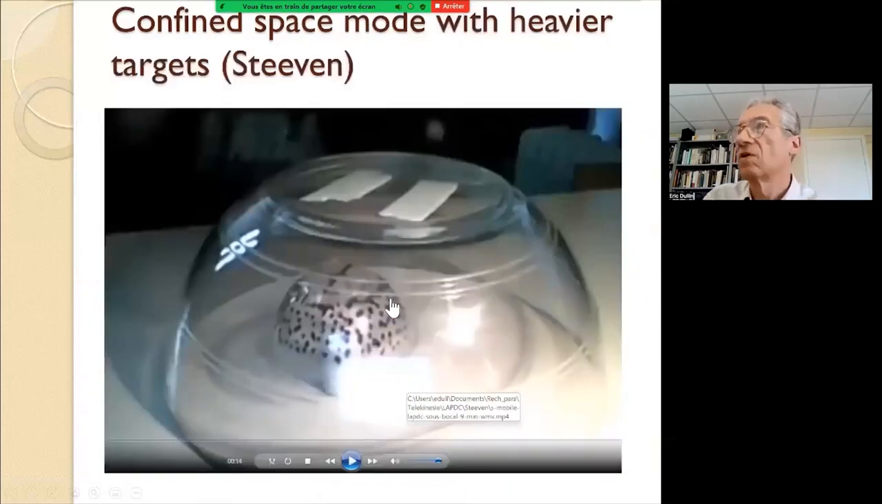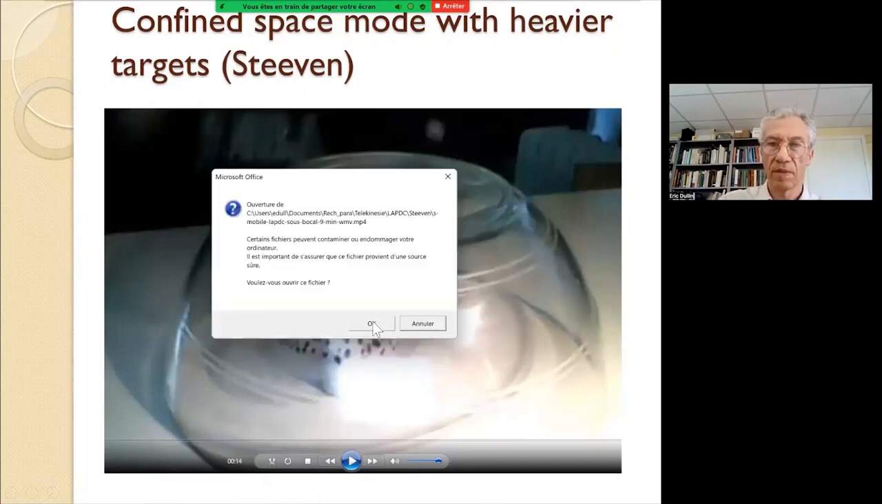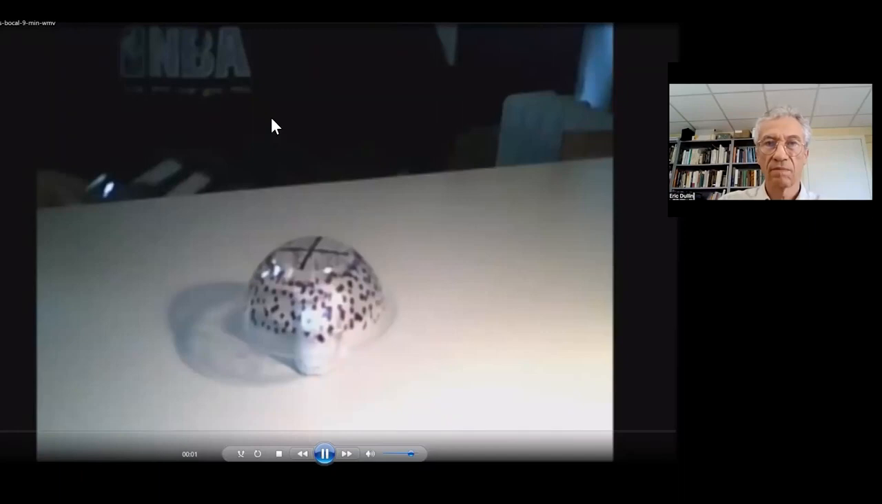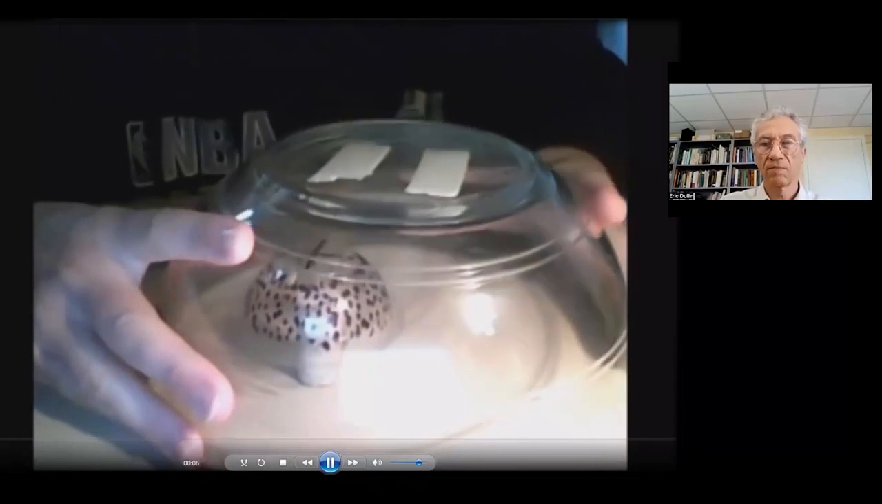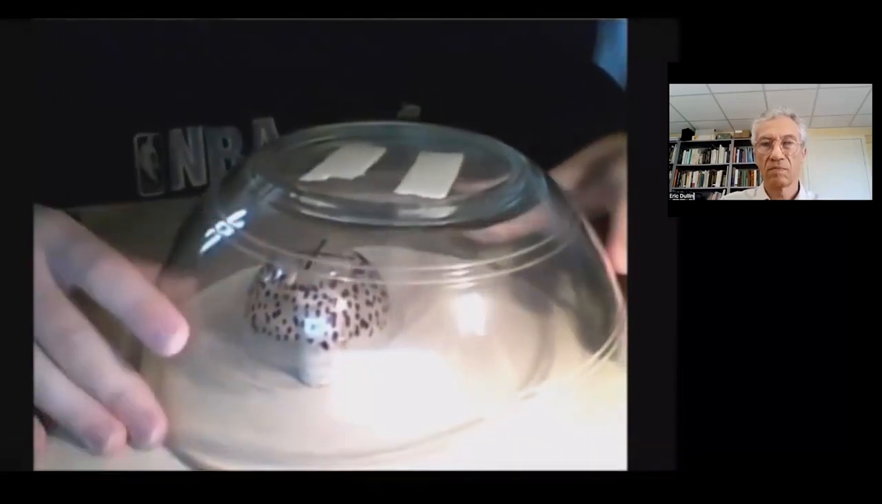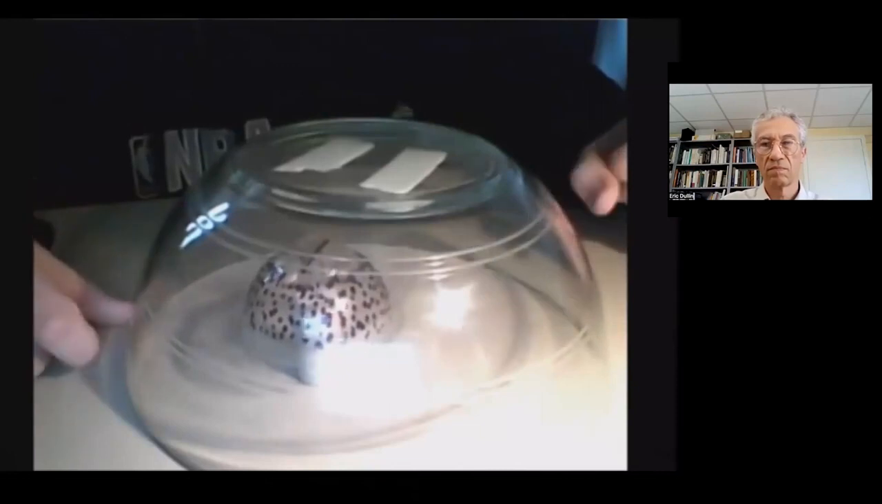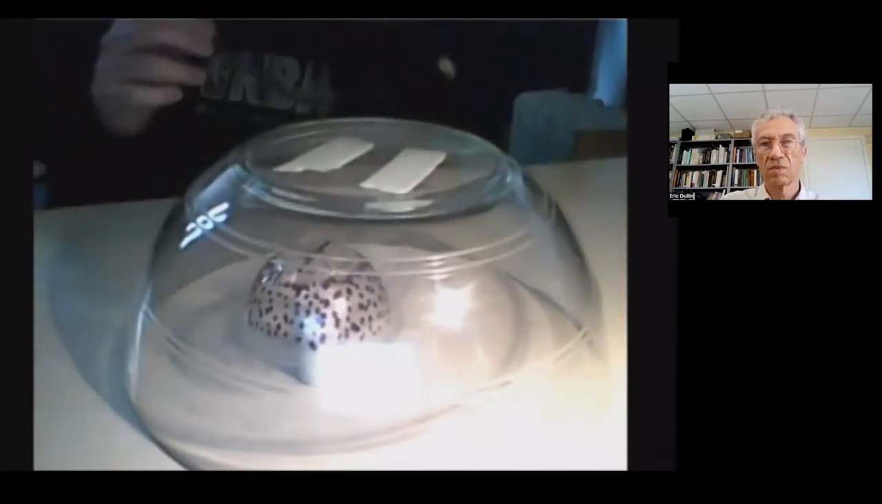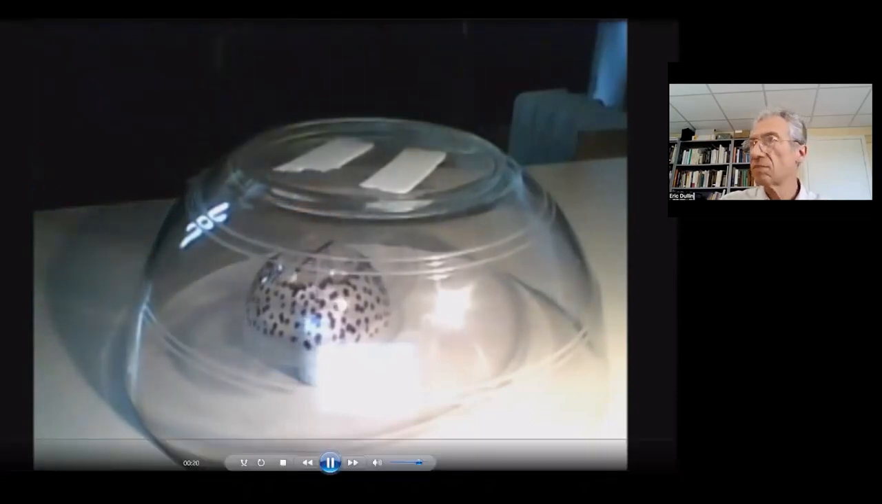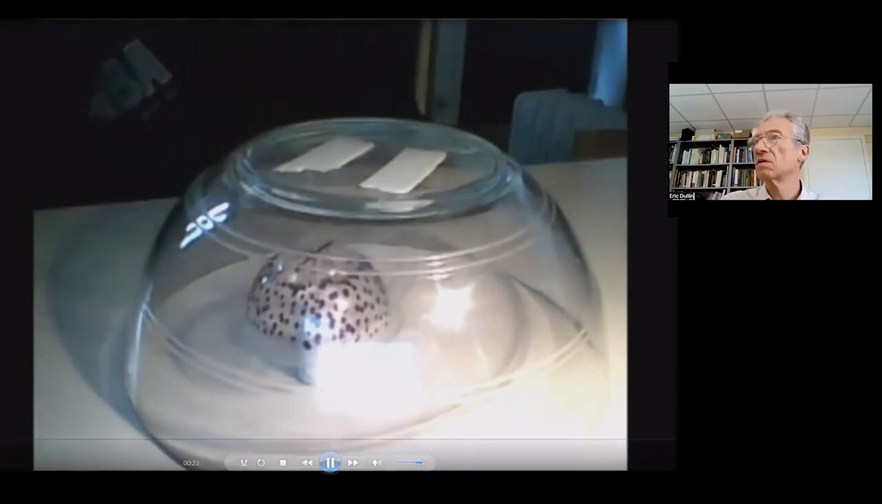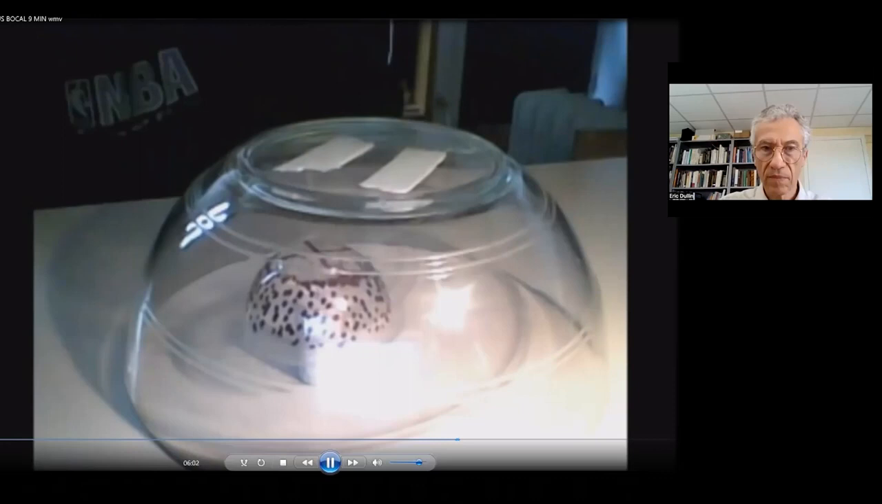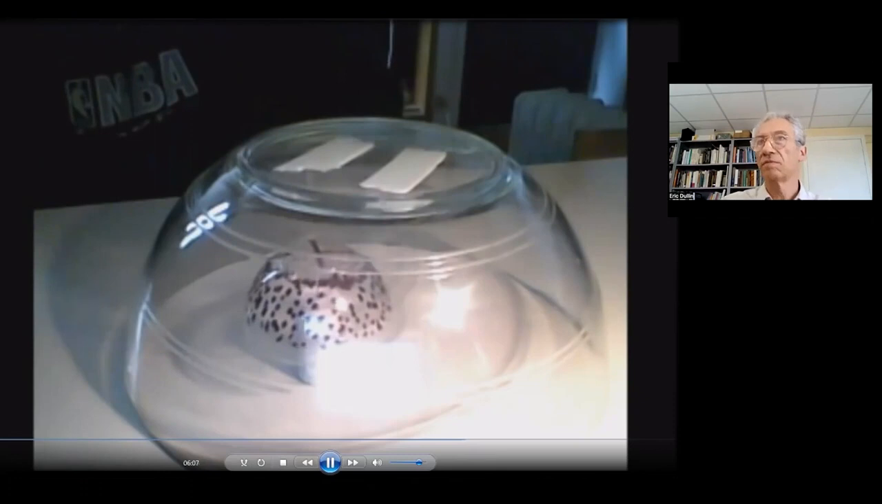And finally, with a confined mode with a heavier target. So the target, which is 2.4 grams. He puts a glass container, puts his hand out, and I will try to jump. I don't know exactly where it is, but I think it's by here. So you have the target running slowly, but running.